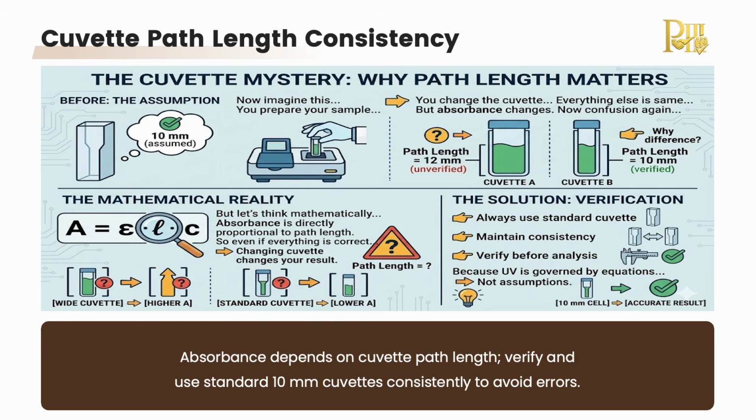Always use standard 10 mm path length cuvettes unless your method specifies something else. Ensure consistency across all measurements. Do not mix cuvettes randomly during analysis. If you replace a cuvette, recheck your baseline and readings, because UV is not just experimental, it is mathematical, and mathematics does not forgive assumptions.